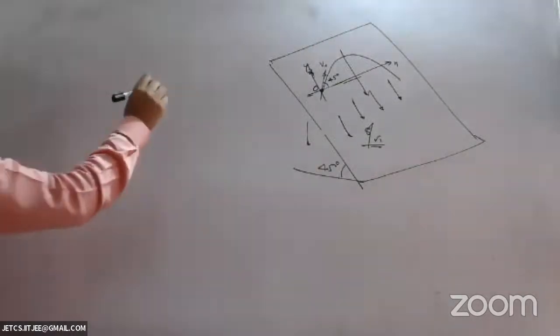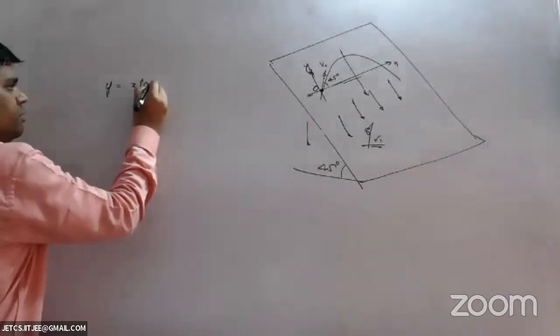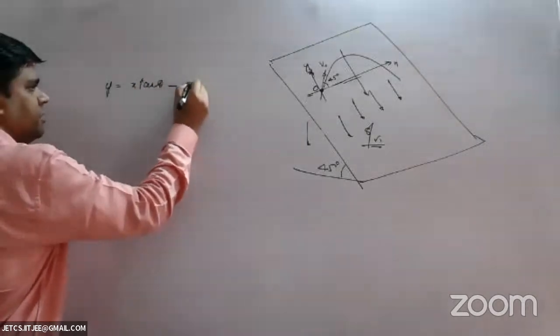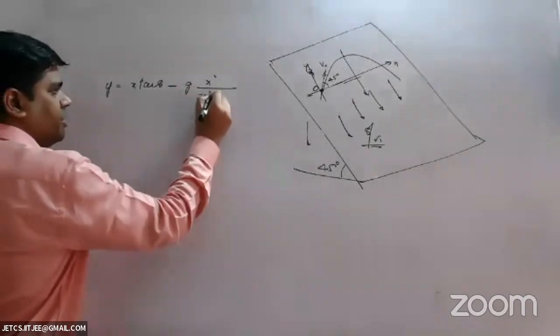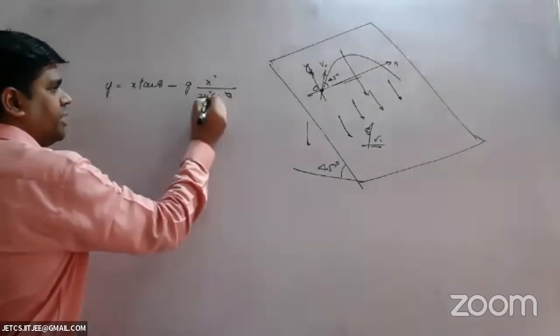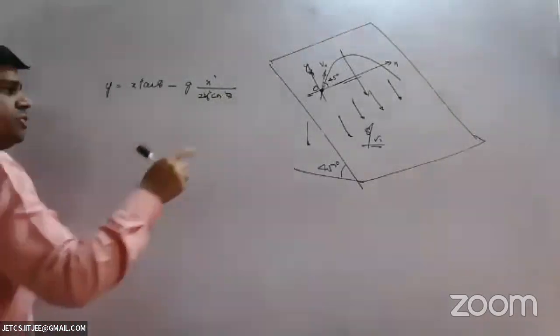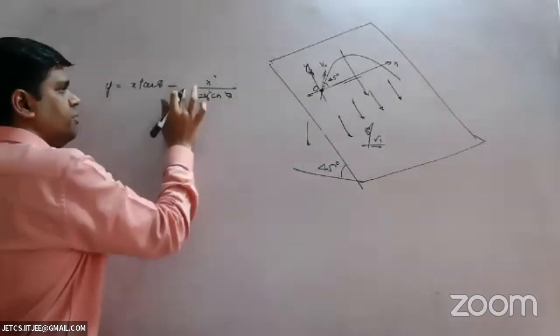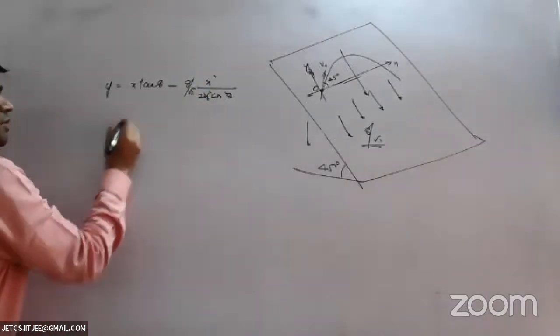I know that y is equal to x tan theta minus g x square by 2 u square cos square theta is my equation of trajectory. But here, instead of g, I've got g by root 2. So all that I have to do is replace g by g by root 2, and theta is 45.